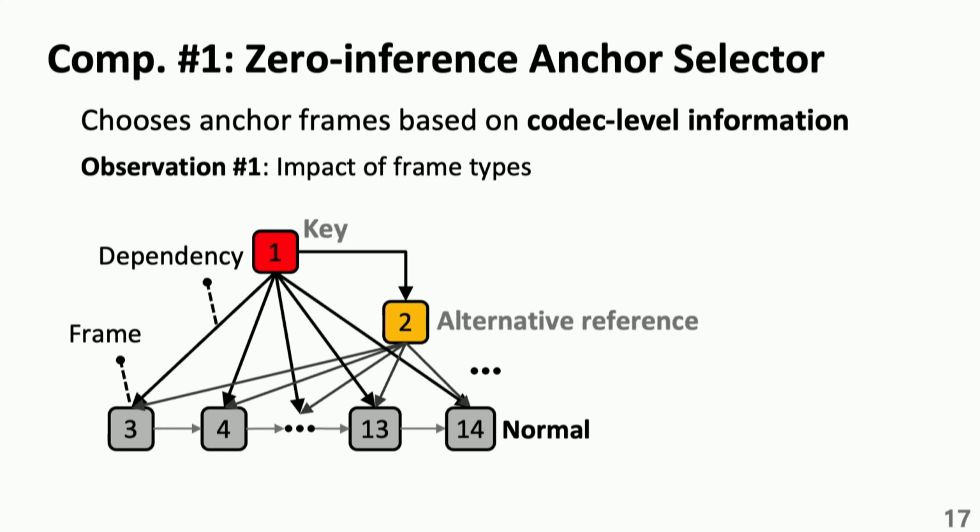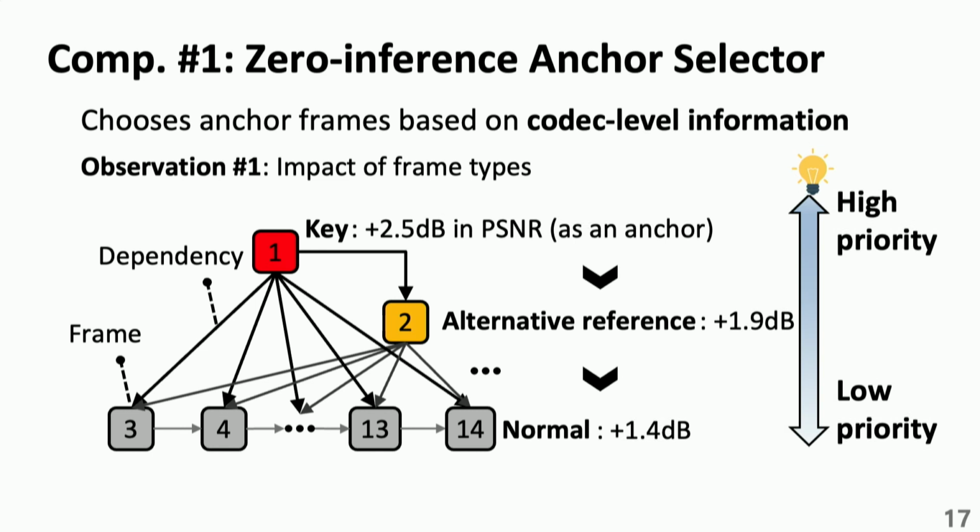For example, in a VP9 codec, key frames and alternative reference frames belong to such types. Those frames deliver a larger quality gain as an anchor frame because super resolved outputs are directly reused by many non-anchor frames.